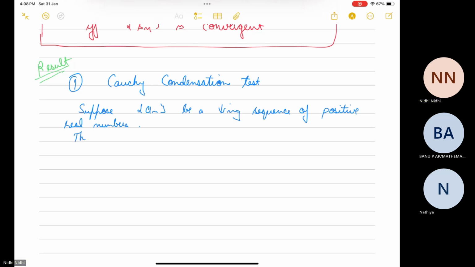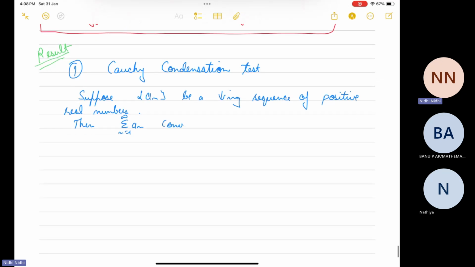Then the summation n from 1 to infinity an converges, the series converges, if and only if the series summation n from 1 to infinity 2 to the power n a 2 to the power n converges. We will be using these results. You'll see how this actually works. So we call this the Cauchy condensation test.